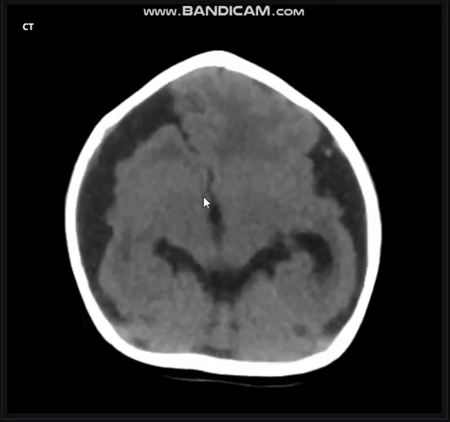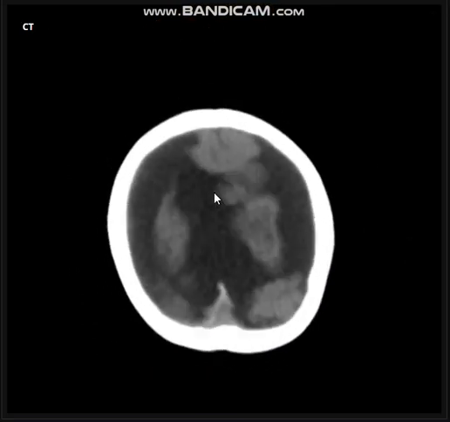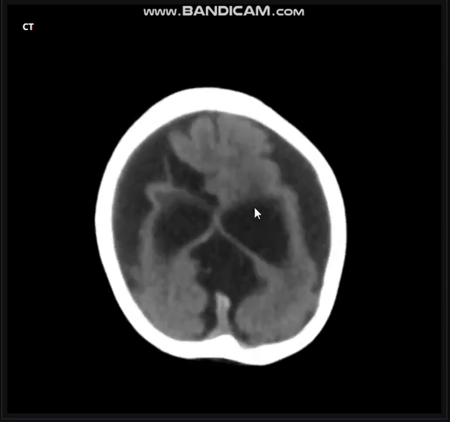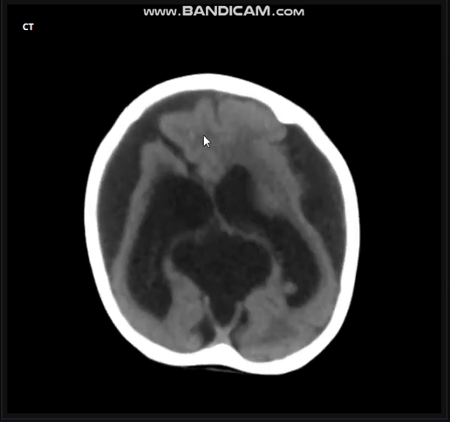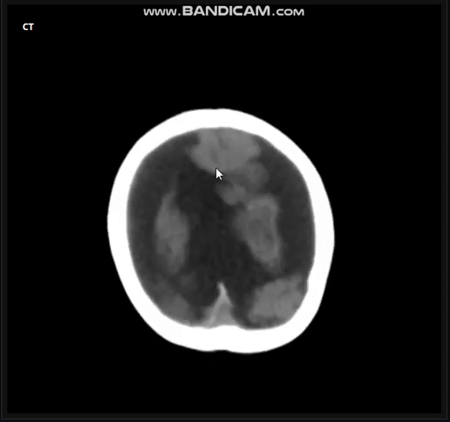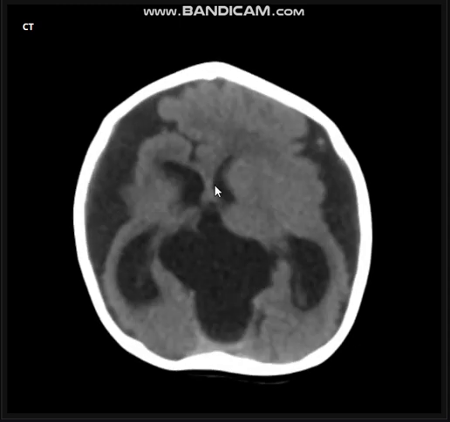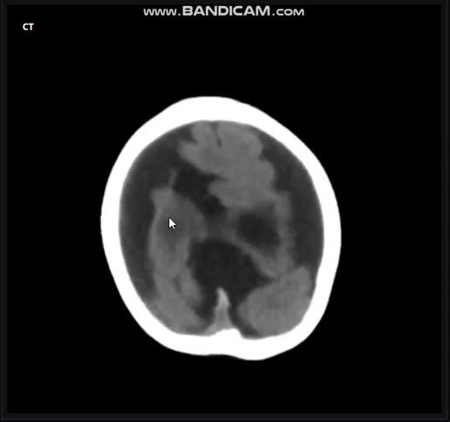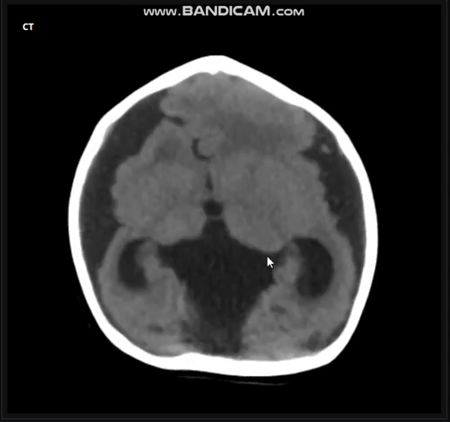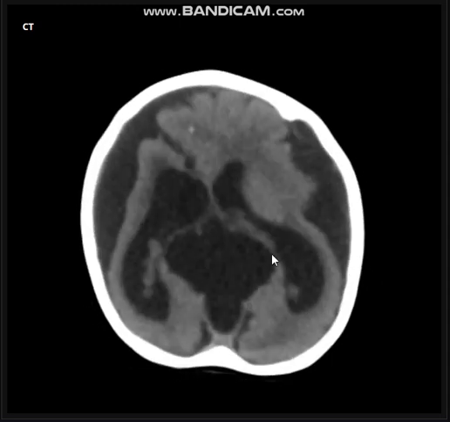Okay, why is there microcephaly in this case? When we examine here, the striking features are the dysmorphic, irregular appearance of the cerebral mantle here on both sides. The cerebral hemispheres appear dysmorphic, disorganized. This is not the normal appearance of the cerebral hemispheres.